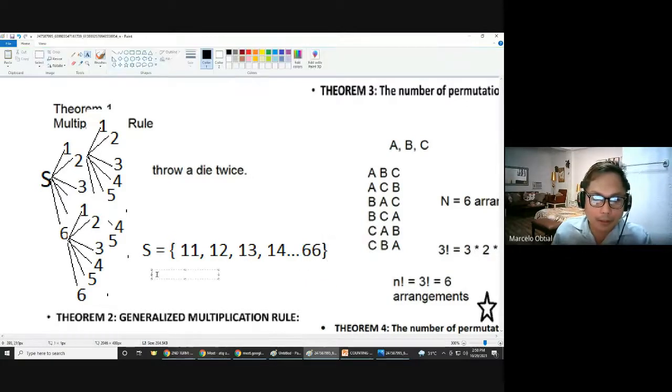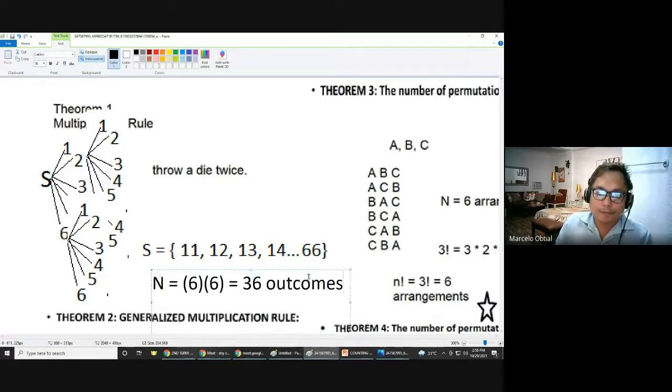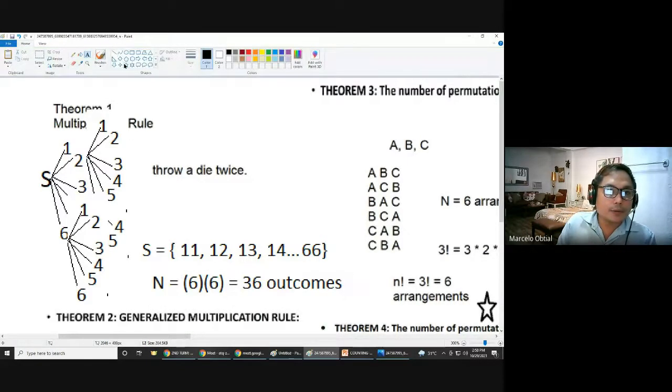Okay, the shortcut method here is a capital N is equal to 6. Open, close parenthesis tayo, class. Okay, that is 6 times 6. That is equal to 36 outcomes. Okay. Answer for this example. This is theorem number 1.